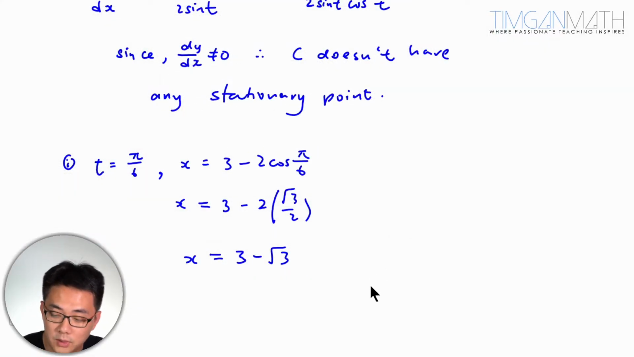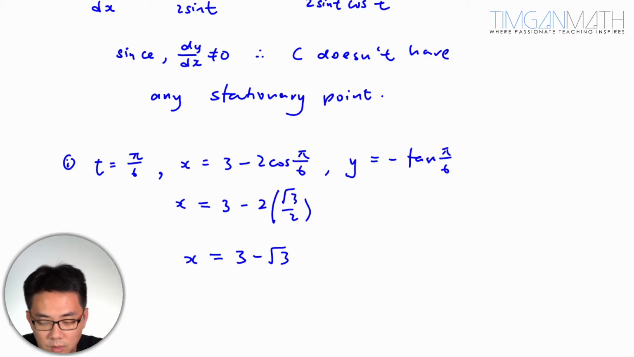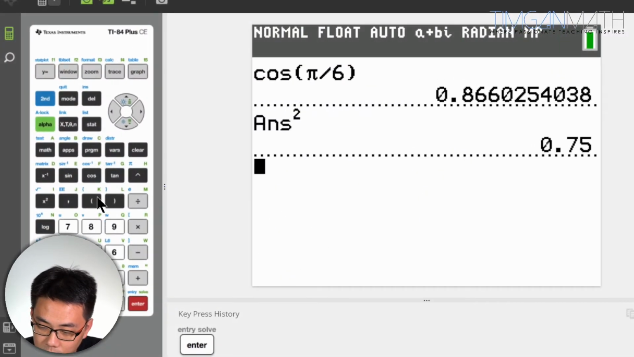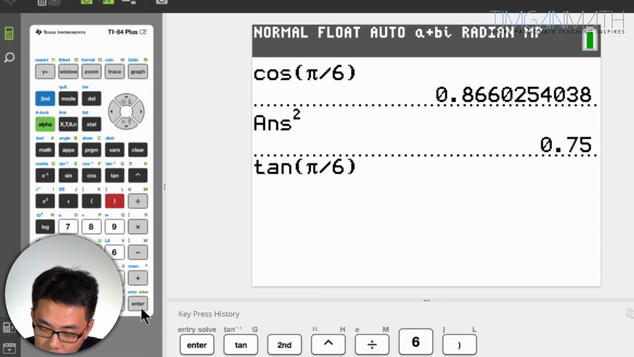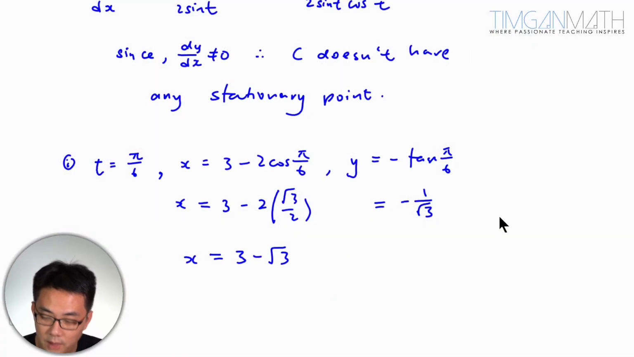Okay, that's good. Then y will just be negative tangent pi over 6. Tangent 30 degrees, which is pi over 6, will be 1 over root 3. So this is negative 1 over root 3. That's how you see that.